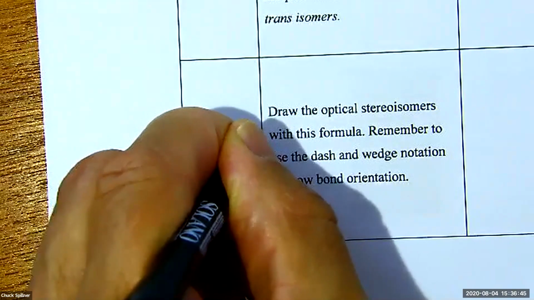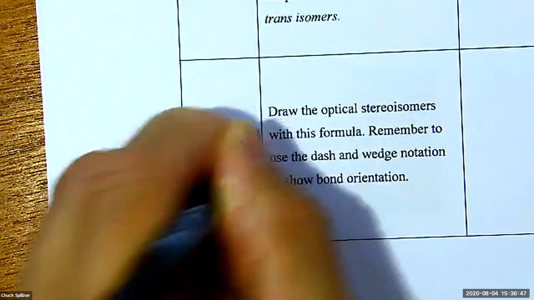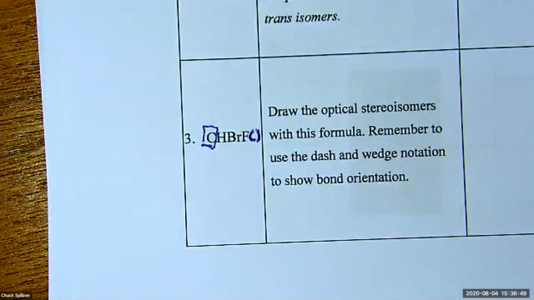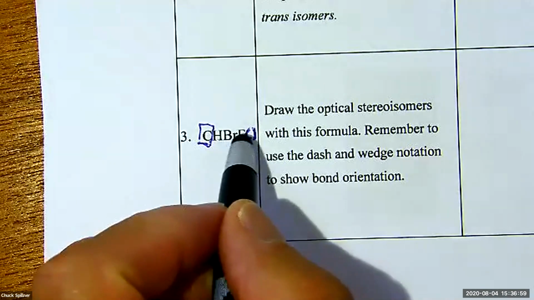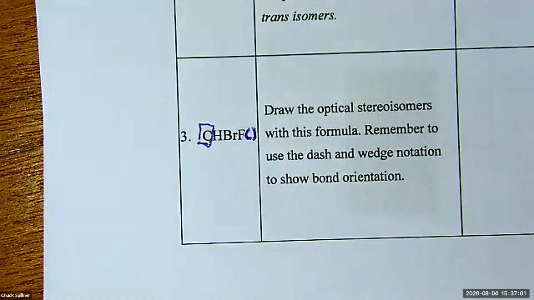Shoot. I'll fix that on the internet, in Canvas. I'll fix that formula. So you have to have CHBrFCl. And I think this is the same chiral molecule that is in the PowerPoint. So I want you to draw the optical stereoisomers with this formula. So I'll let you do that one.